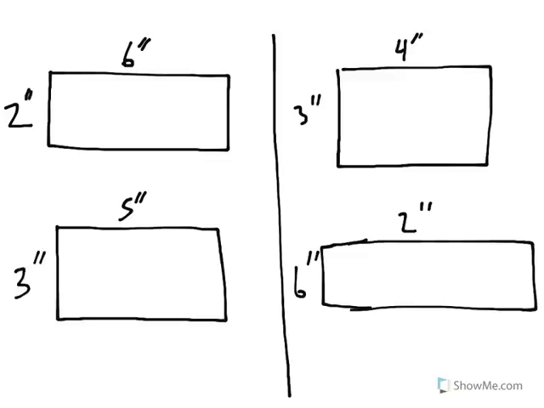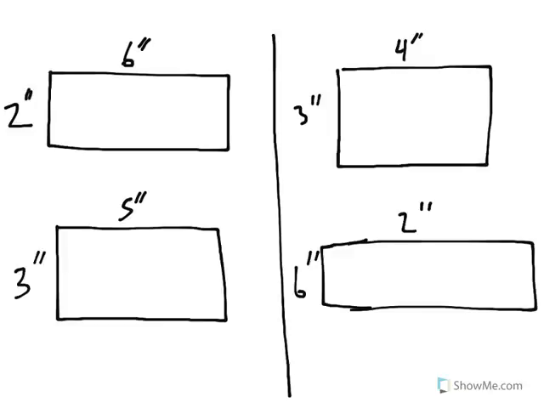What we're going to look at here is several different rectangles, and what we're going to find that's interesting about rectangles is it's possible to have the same perimeter with different area, and it's also possible to have the same area but a different perimeter. Let's start with these two rectangles on the left.